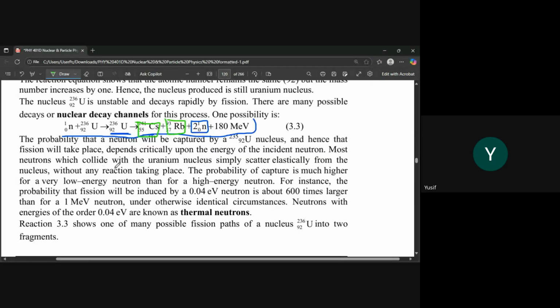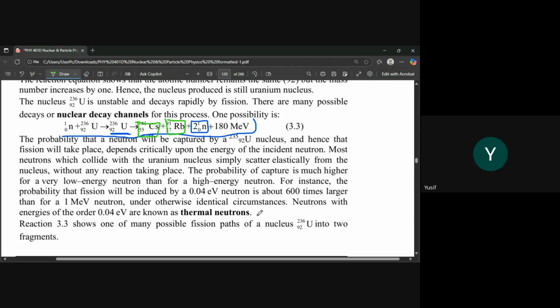Most neutrons which collide with the uranium nucleus simply scatter elastically from the nucleus without any reaction taking place. The probability of capture is much higher for a very low energy neutron than for a high energy neutron. For instance, the probability that fission will be induced by a 0.04 electron-volt neutron is about 600 times larger than that of a 1 mega electron-volt neutron. Under otherwise identical circumstances, neutrons with energies of the order of 0.04 electron volts are known as thermal neutrons.